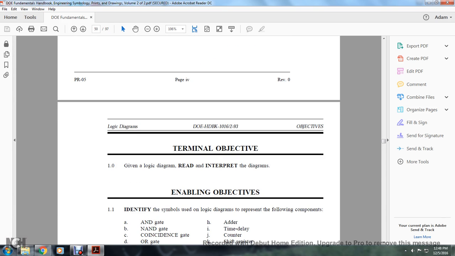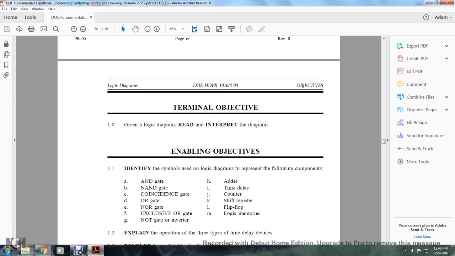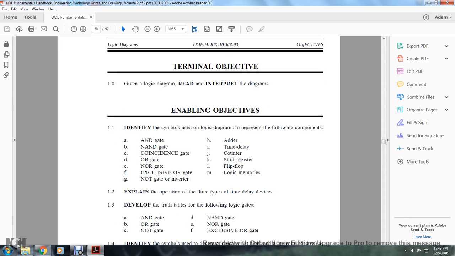Terminal objective: given a logic diagram, read and interpret the diagrams. Enabling objectives: identify the symbols used on the logic diagram that represent the following components: AND gate, NAND gate, coincidence gate, NOR gate, exclusive OR gate, NOT gate or inverter, adder, timer, time delay, counter, shift register, flip-flop, and logic memories.